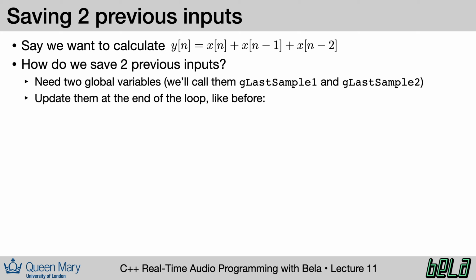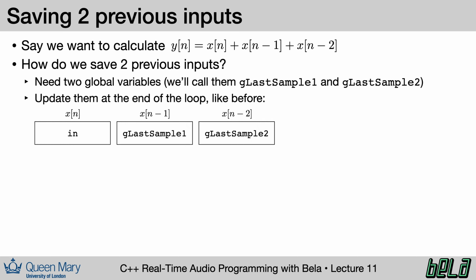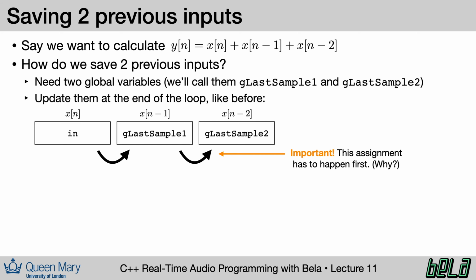Let's take a slightly more complex case where we use two previous inputs rather than just one. In this case, we'll need two global variables to hold the previous two samples. Let's call them, for example, gLastSample1 and gLastSample2. As before, we're going to need to update these variables at the end of the loop, something like this, where if in represents x[n], gLastSample1 represents x[n-1], and gLastSample2 is equal to x[n-2], then once we've finished our computation, we should move gLastSample1 into gLastSample2, and after that we should move in into gLastSample1. Now the order here is extremely important.